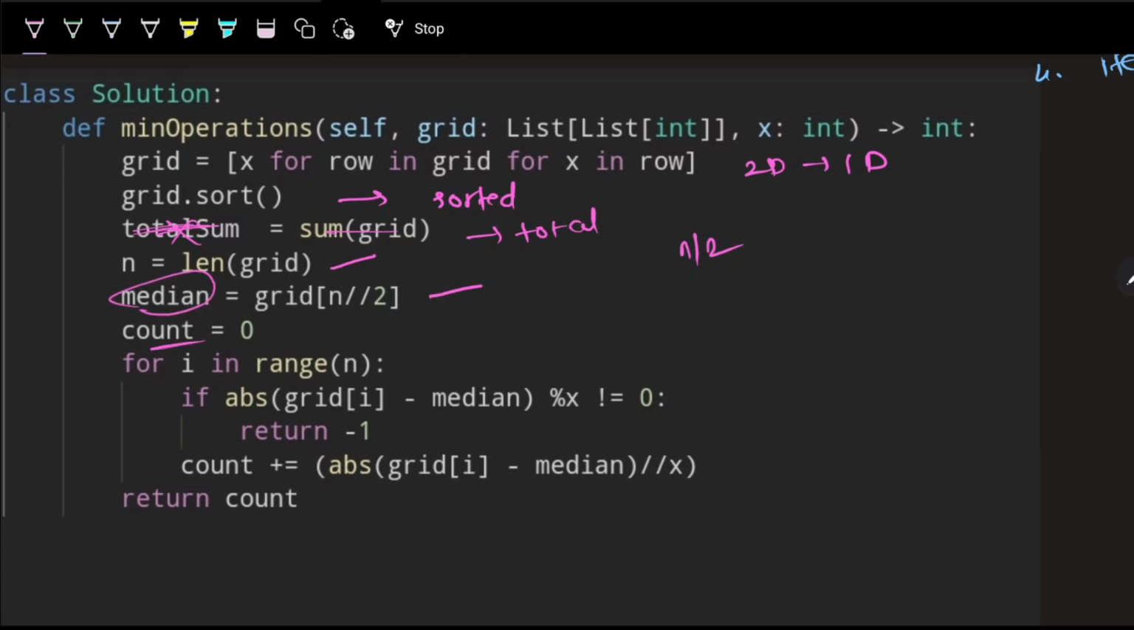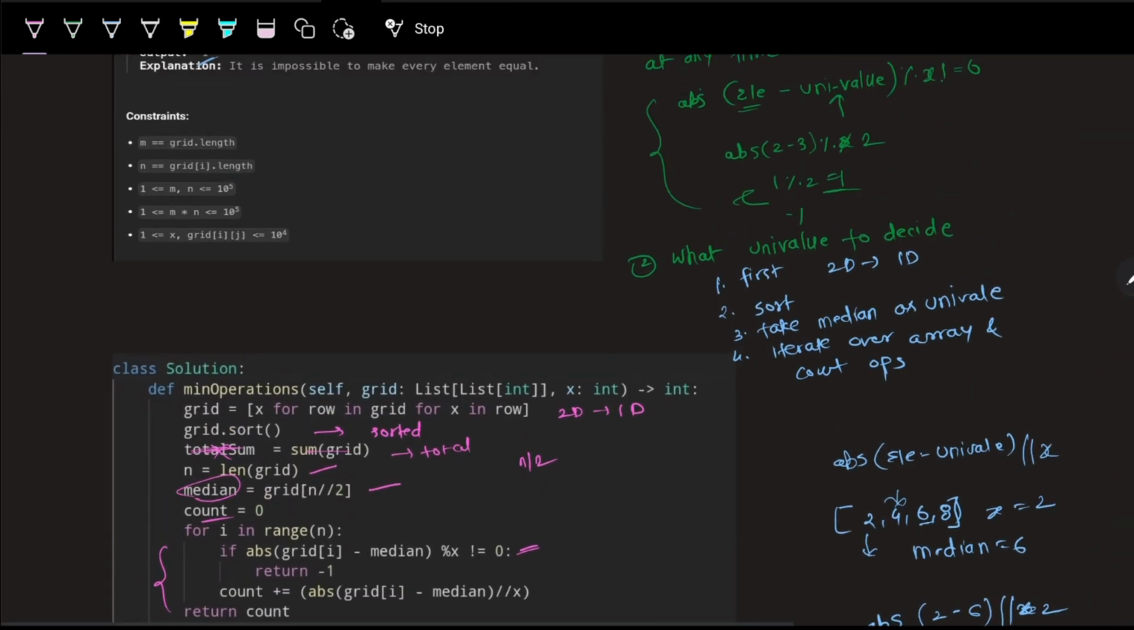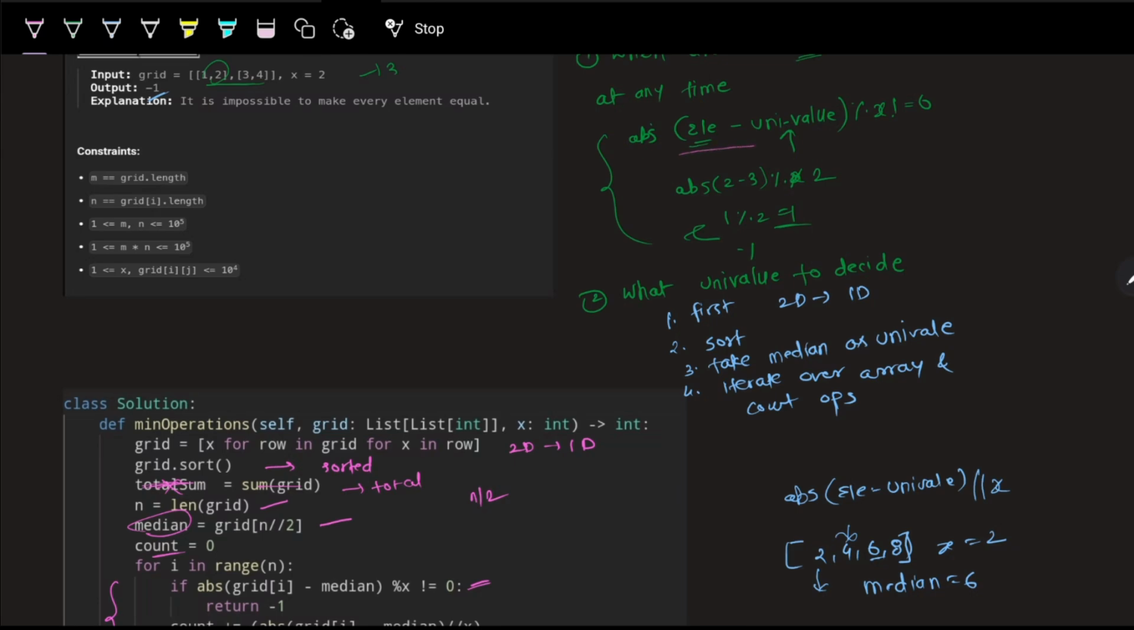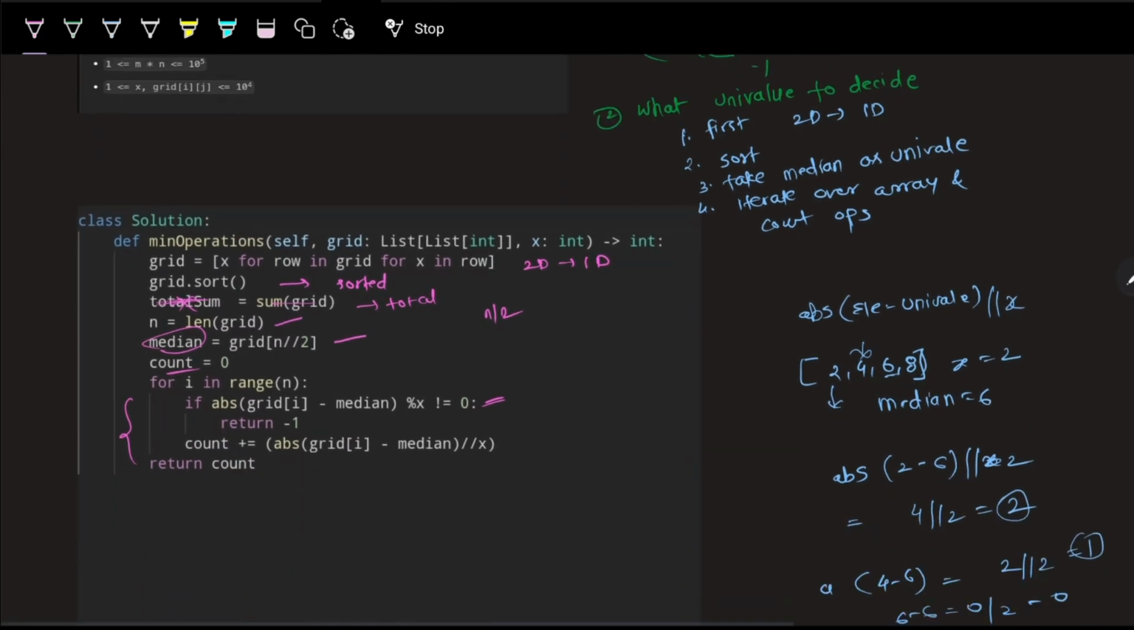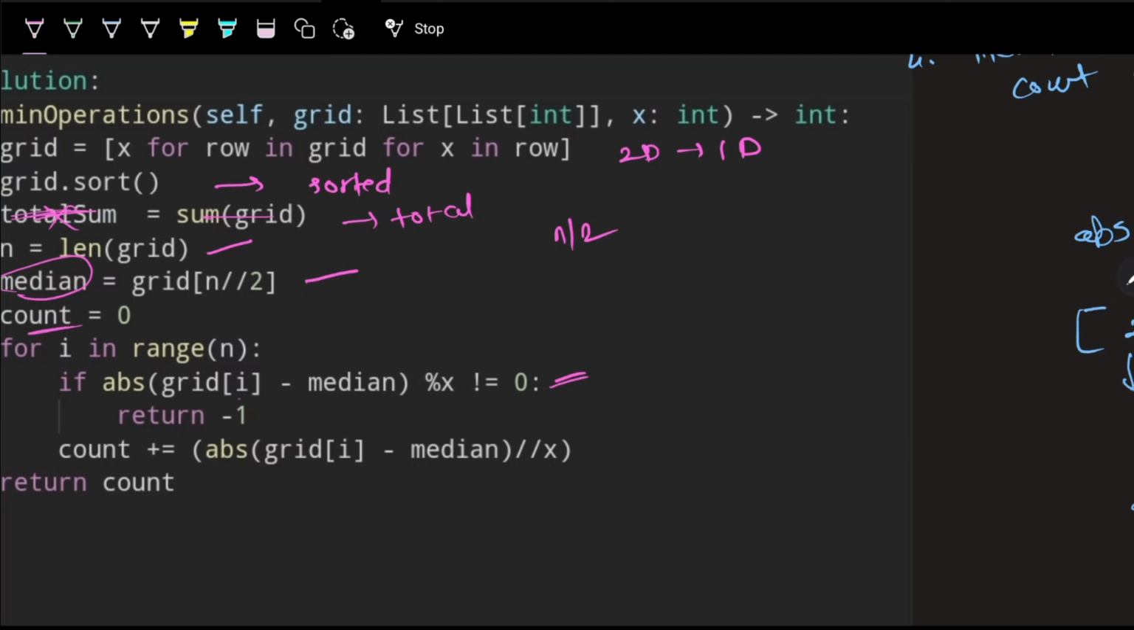And this is the count, which is telling me the number of operations I have performed so far. I am iterating over the array, and at any point, if the absolute of element minus unit value mod x is not equal to 0, I am returning minus 1. This is what I am doing here. The absolute of grid of i, that is the current element minus median, mod x is not equal to 0 means it is never possible to convert into the unit value. Then I am returning minus 1.